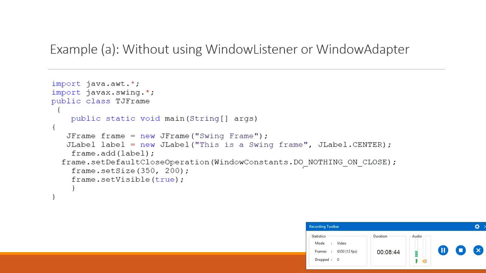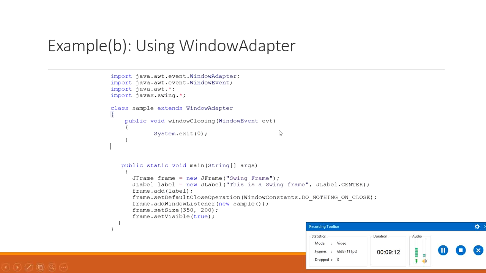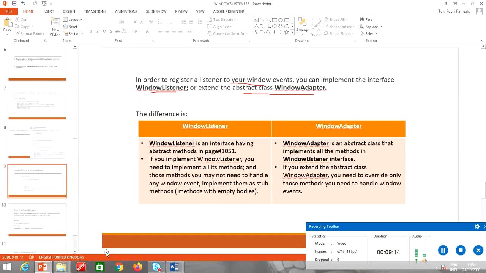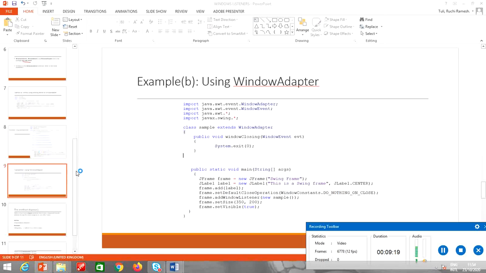Alright, moving ahead. I will now do 3 programs just to tell you how the WindowListener or the WindowAdapter work. The first program I will create without using any WindowListener or WindowAdapter. The second program I will do with the WindowListener, and the third program I will do with the WindowAdapter. The code for all these programs is given over here. So first of all, let's do these programs. Then I will explain the further methods.